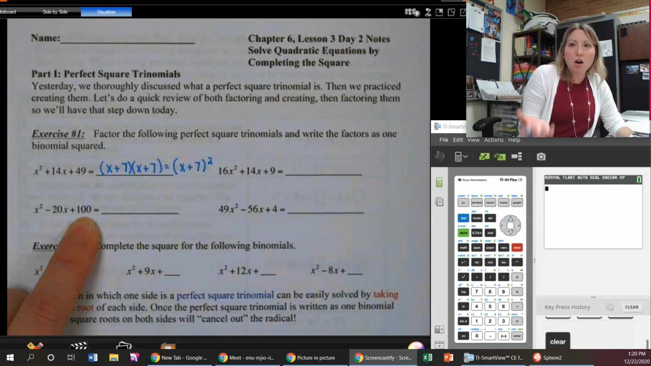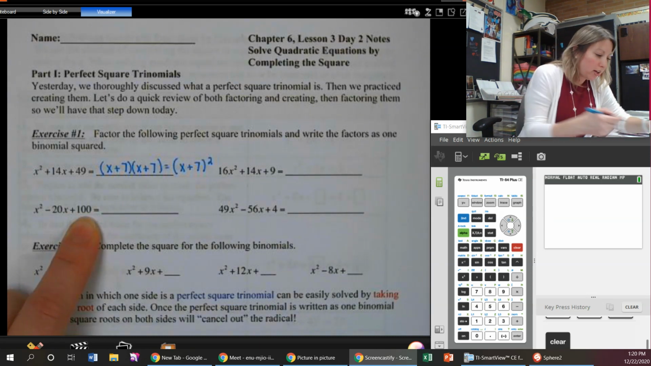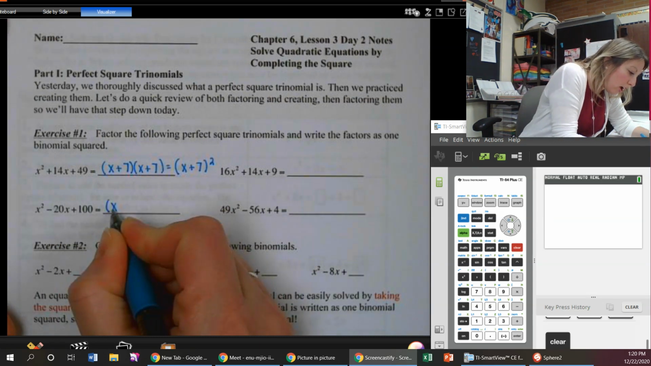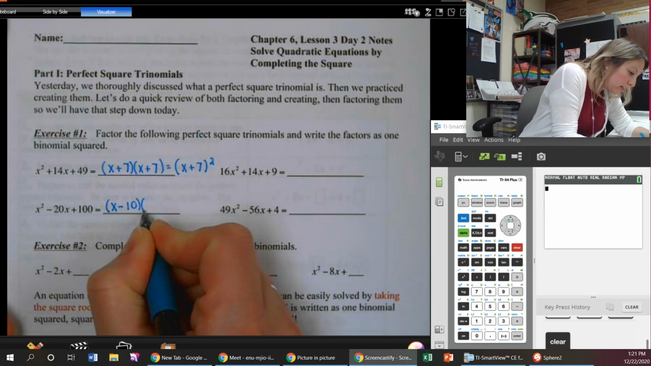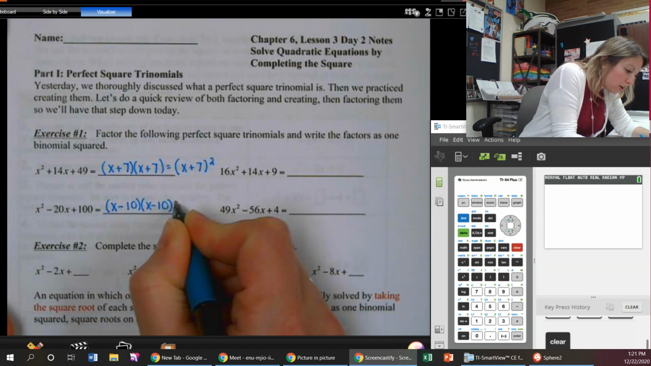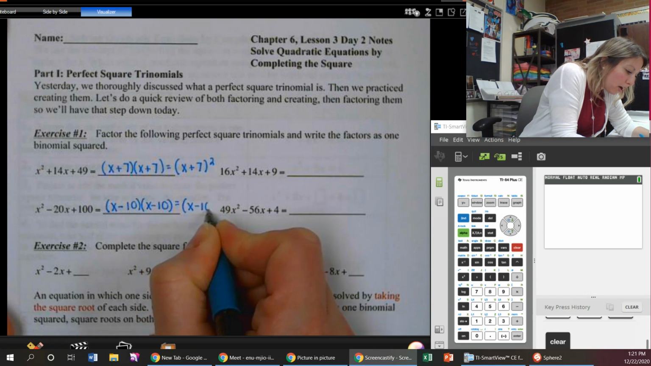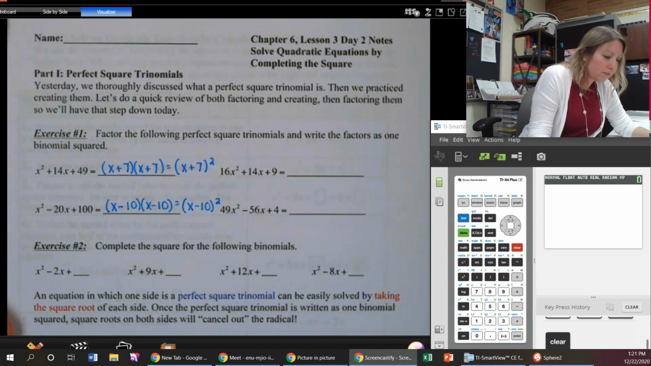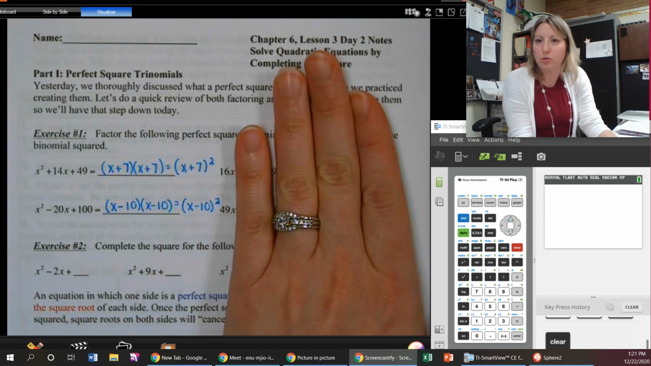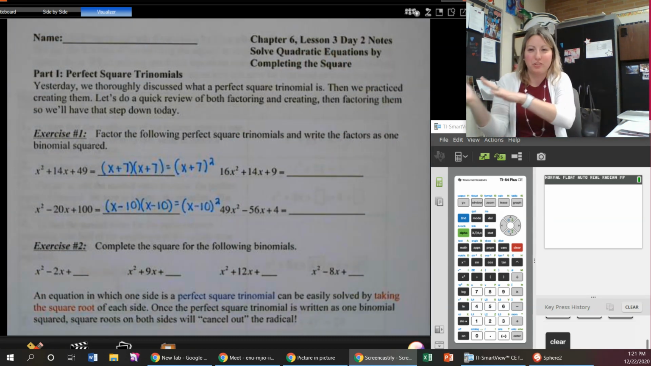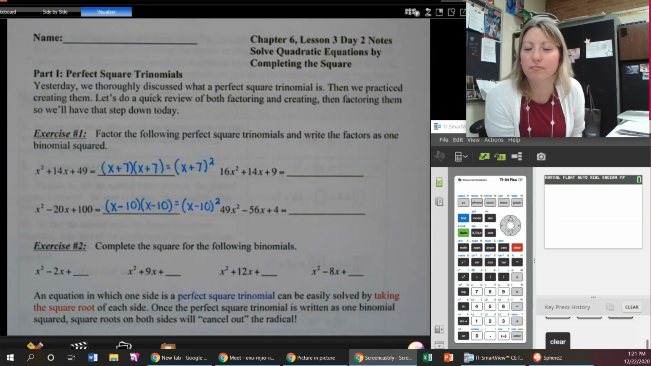What are the factors of 100 that add to give me negative 20? Well, that would be 10, right? X minus 10 and x minus 10, which is the same binomial. So I write it as one binomial squared. I'm going to ignore those two because we're actually not going to use those when we solve momentarily, but they exist.